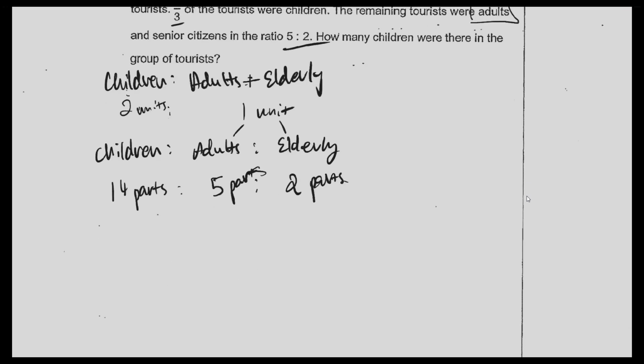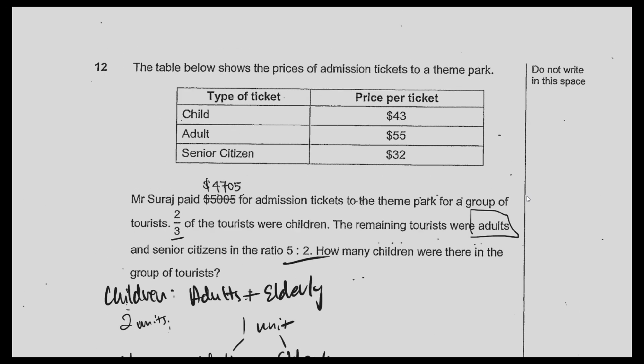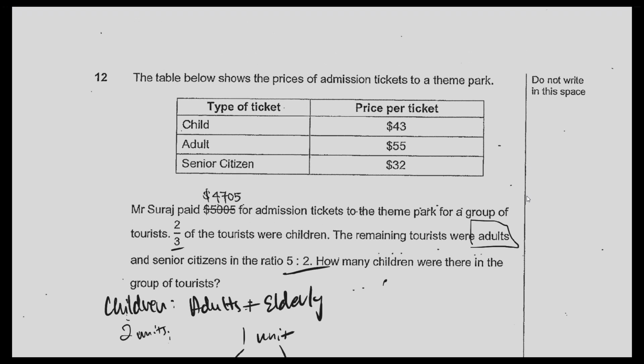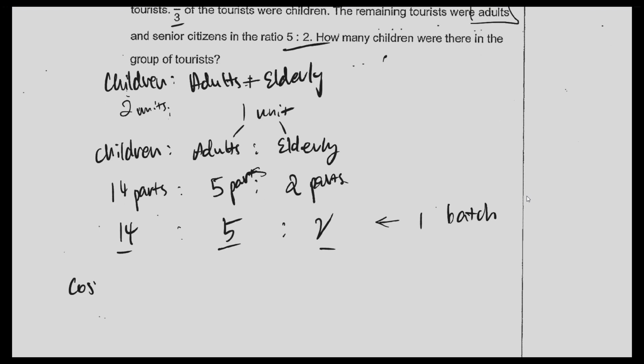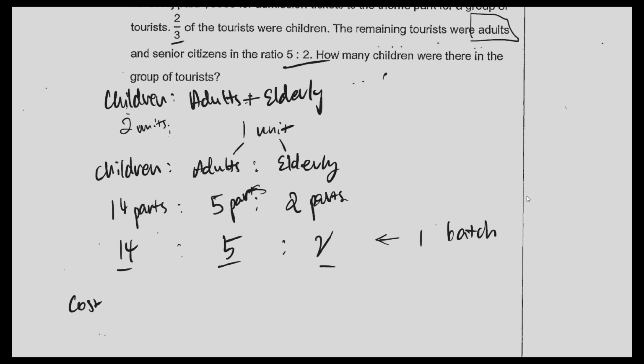Right, so the ratio is just 14 to 5 to 2. Right, so let's call 14 children, 5 adults, and 2 elderly. Let's call this one batch. One batch of tourists, right? It'll make our calculations much simpler. Right? So cost of one batch, because we know the total cost. If we find out the total cost of one batch, we can divide the total cost by the cost of one batch to get the number of batches, right?